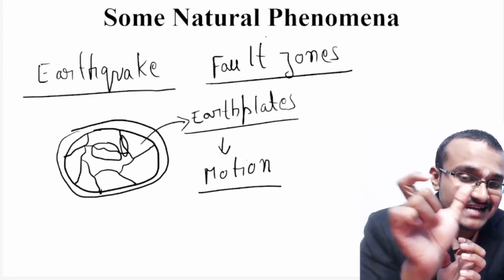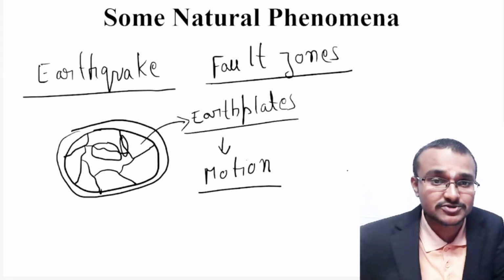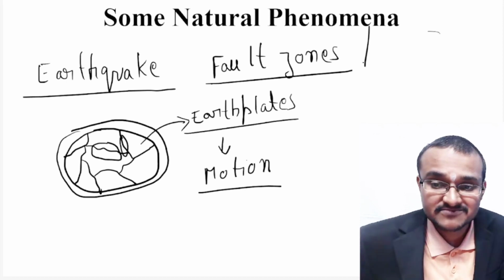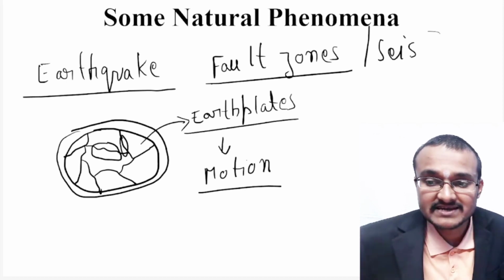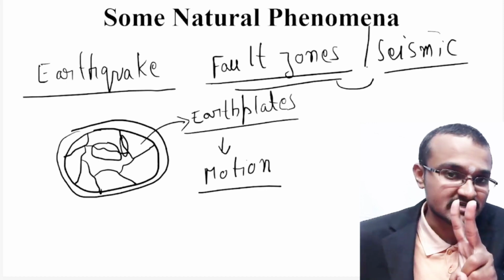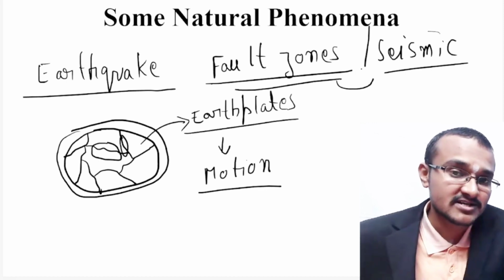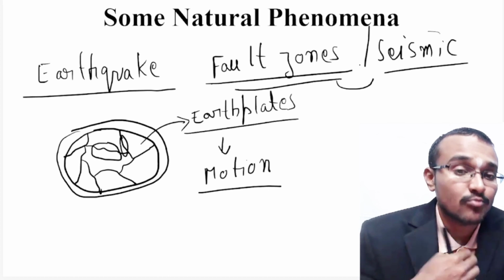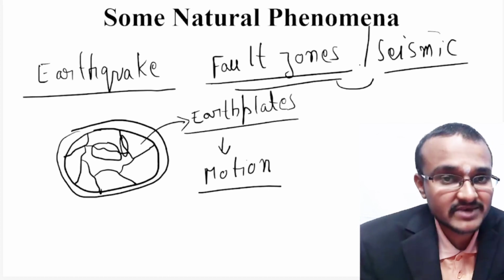That's why those zones are known as fault zones, and they are also known as seismic zones, S-E-I-S-M-I-C. So seismic zones or fault zones are the intersection of two earth plates, where earthquakes will most frequently happen.